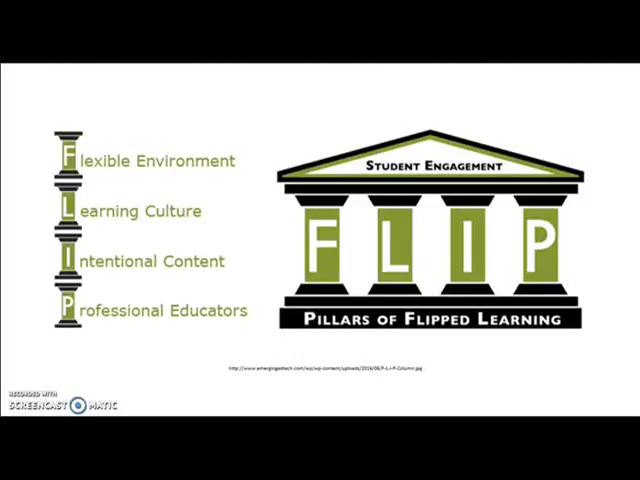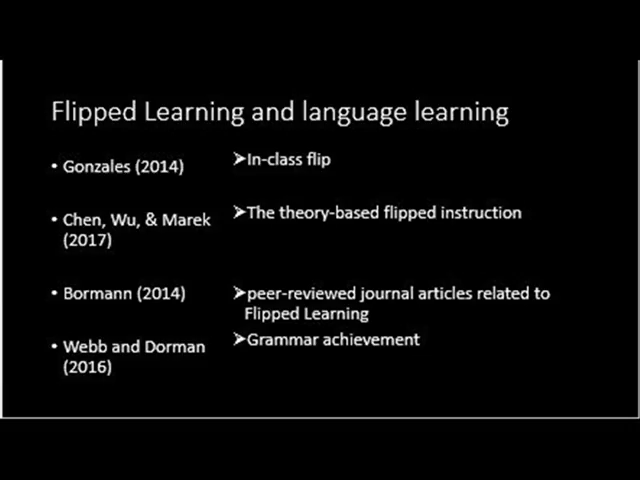The Flipped Learning Network proposed four pillars. Flexible environment refers to the changes we need to do in order to make the environment flexible. Students choose where and when they want to learn. Learning culture is about engaging with different activities as the teacher is not in the center. Intentional content is about the teacher creating videos or other materials to help students with the content. And professional educators, it's about teachers providing feedback and assessing students.